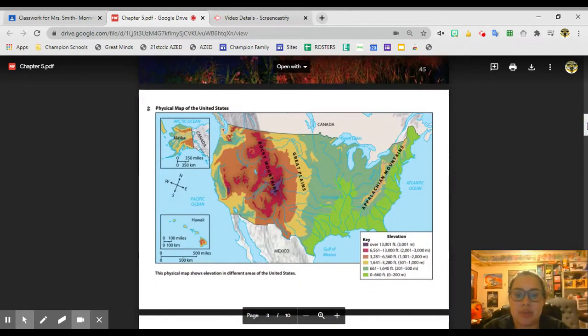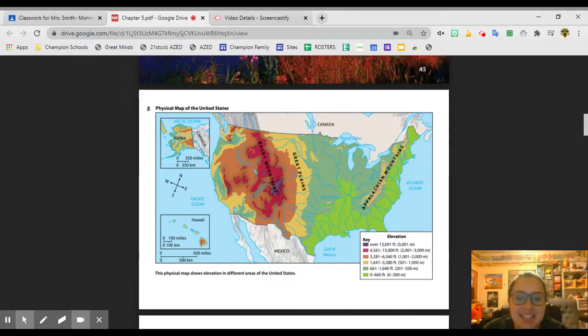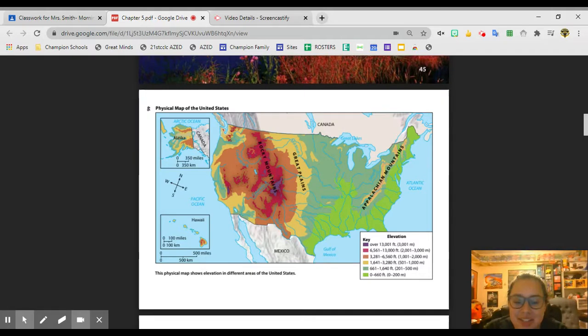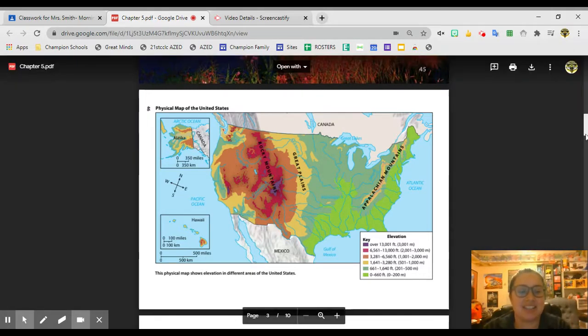Here's a physical map of the United States, and the key talks about the elevation. So if it's over 13,001 feet, you're going to get this darker color. So those are high points. And if it's only 0 to 660 feet, you're going to get this green color. Our caption here says, this physical map shows elevation in different areas of the United States.